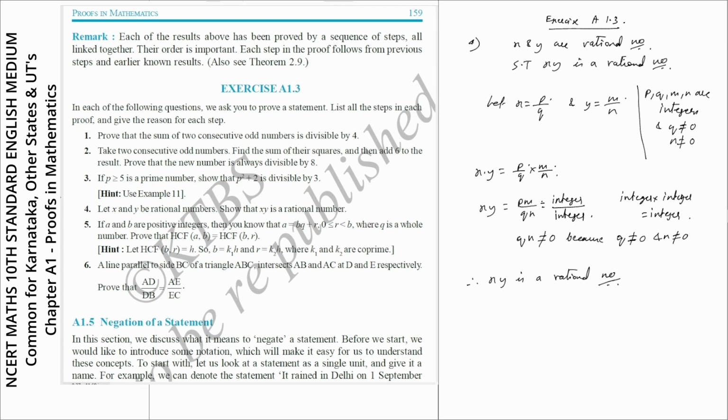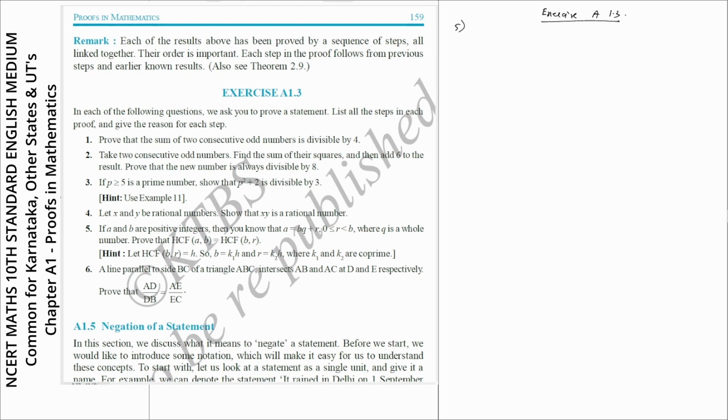See, I used step by step. This is first step, second step, third step. All these are statements only. This is one statement, this is one statement, this is one statement. And the last one is the conclusion. So giving proper mathematical statements which are true, I came to the conclusion that xy is a rational number. This is how we solve using deductive reasoning.